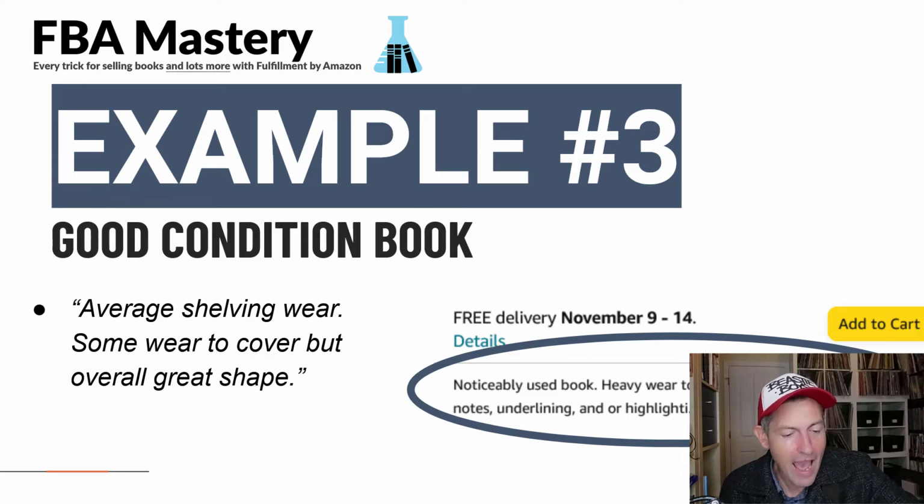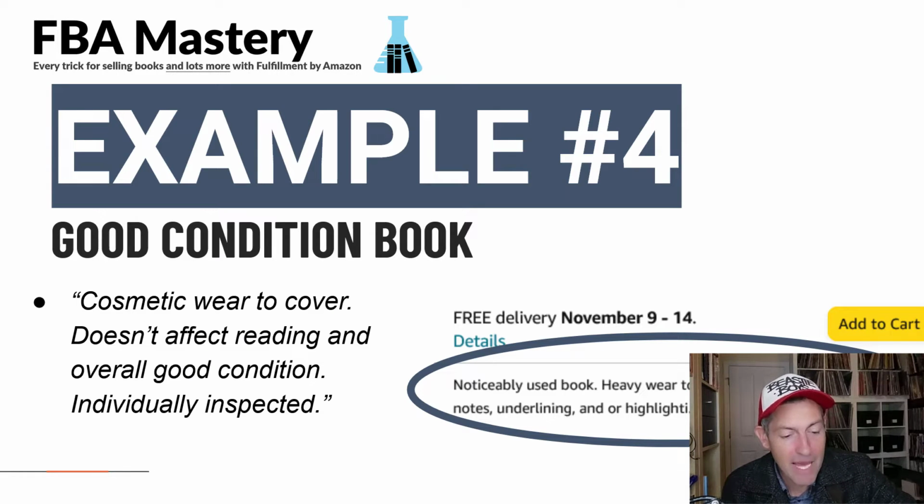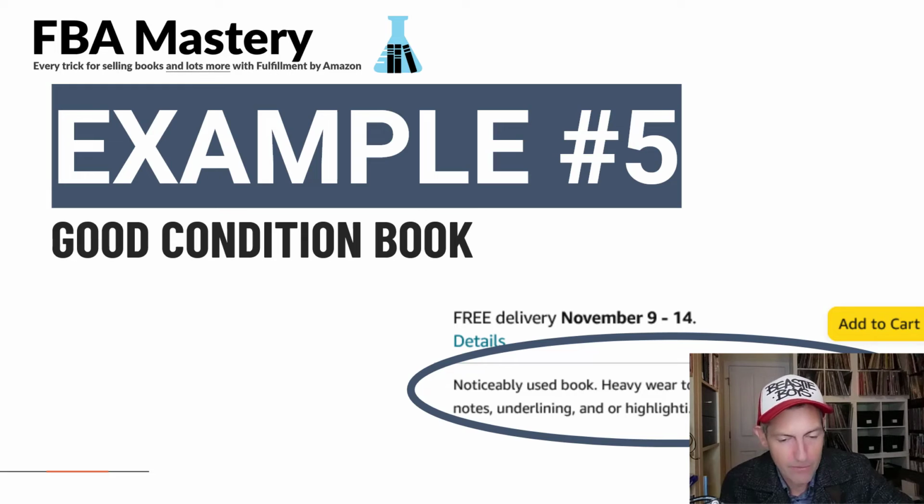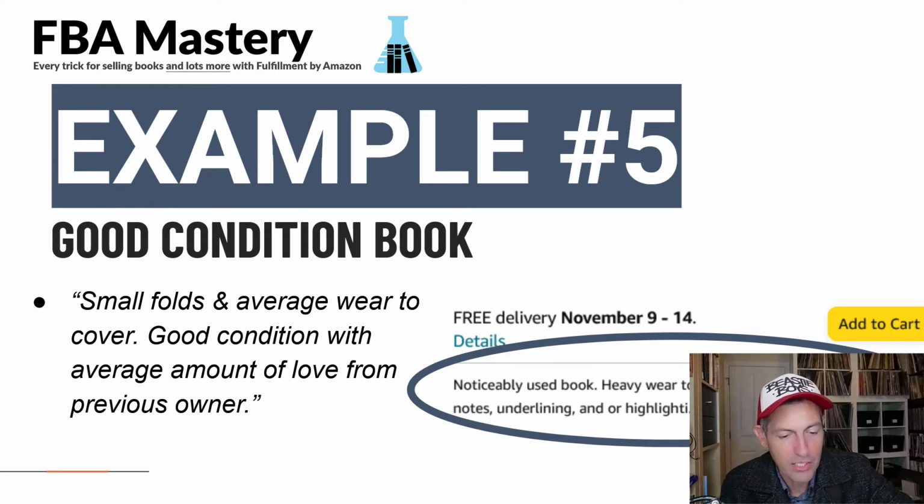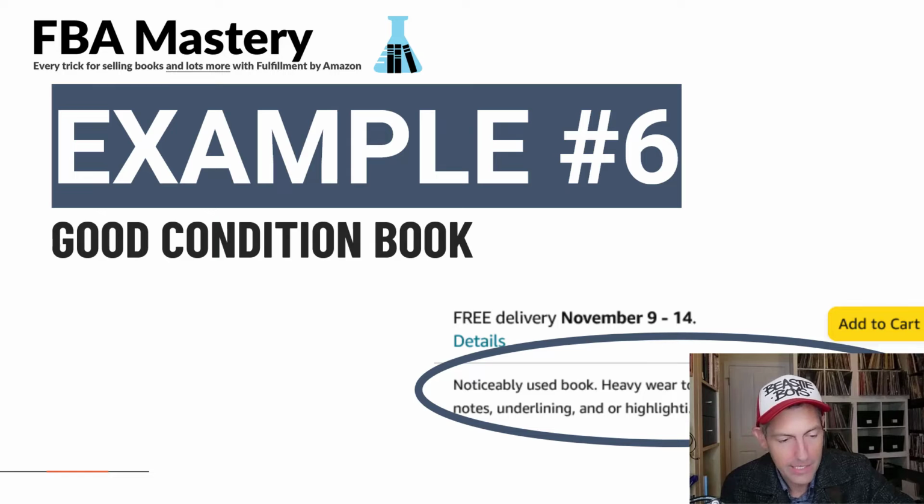Example number 3: average shelving wear, some wear to cover, but overall great shape. This could stand to be a little more specific, but you get the idea. Example number 4: cosmetic wear to cover doesn't affect reading, overall good condition, individually inspected. You get the idea now. I probably don't have to explain why I'm saying the things I'm saying at this point. Okay, good condition book example number 5: small folds and average wear to cover, good condition with average amount of love from previous owner. I like that one too.